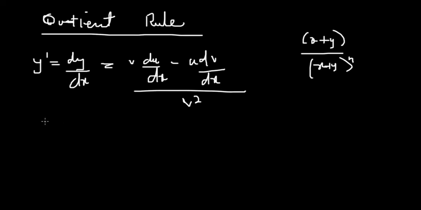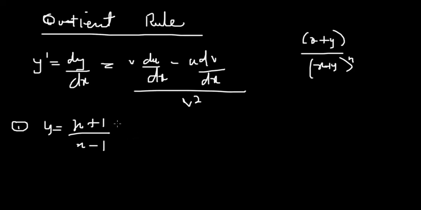Let's take an example. So let's say we have y is equal to x plus 1. Okay, so this is our question. So we have x plus 1 over x minus 1. So this is our expression, in the quotient form. So you have to differentiate this in the quotient form.